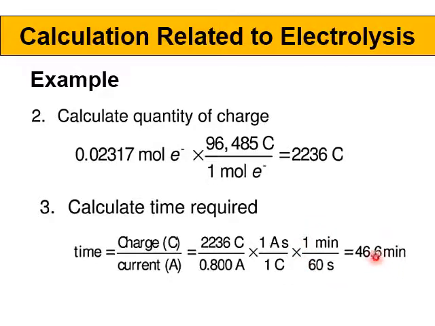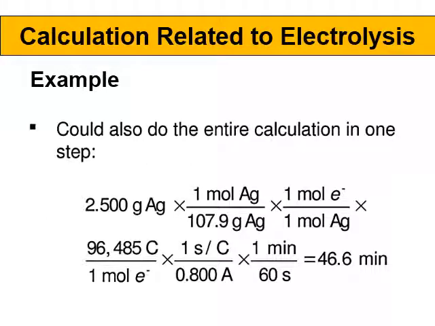The answer is 46.6 minutes. If you want to state the answer in seconds, it will be a very large number, so we just put it in minutes, which is fine. We can also do this in one entire calculation. From grams, change it into moles. From moles, divide by n. Then times Faraday over coulomb and ampere, and then to minutes. So you can get the minutes.